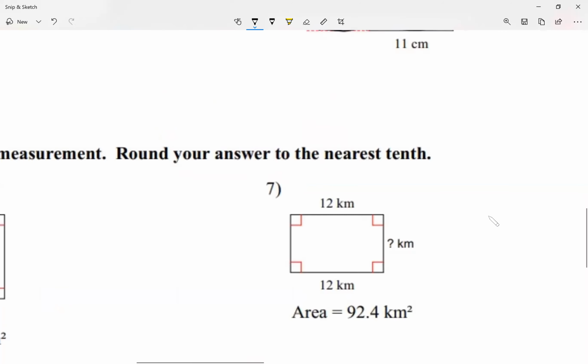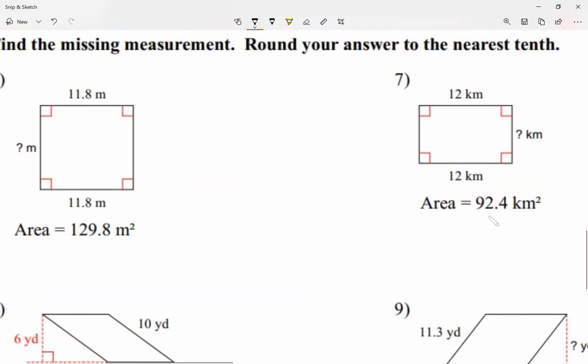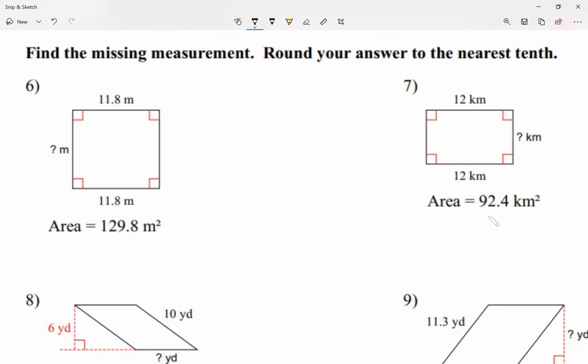Now, to make sure that you understand what we're doing, I'm going to do this. Find the missing measurement, round your answer to the nearest tenth. So now I'm asking to round it. So round your answer to the nearest tenth. Tenth sounds like the number 10, the one with 1 0. So your answer should have 1 decimal place.